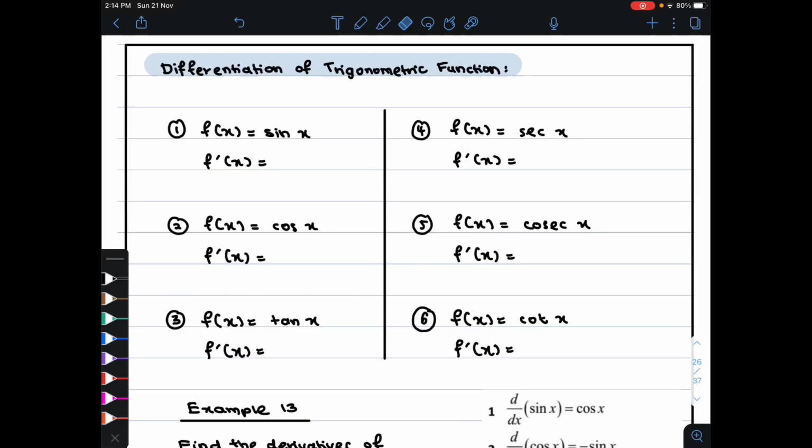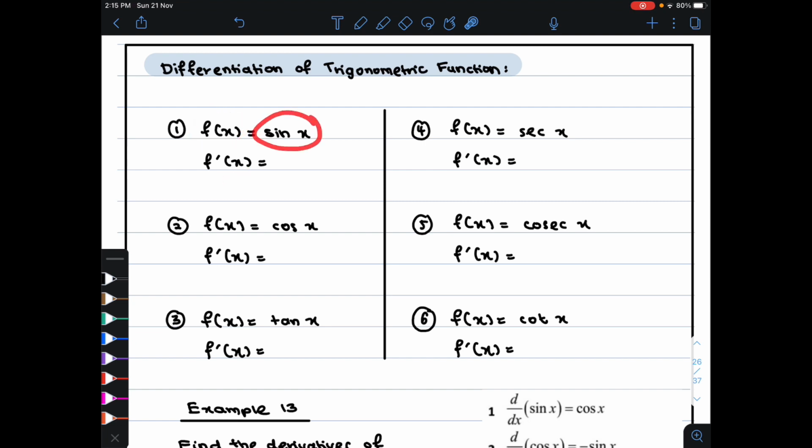The last part of 9.3 is called Differentiation of Trigonometric Function. For trigo, we're going to have 6 different functions. So let's start with the first one, which is f(x) equals sine x. If we differentiate this equation, when we differentiate f(x), we will get f prime x.